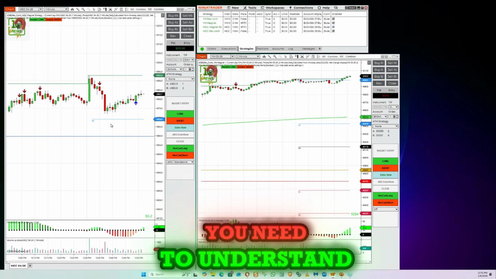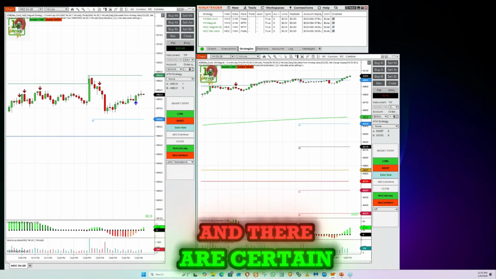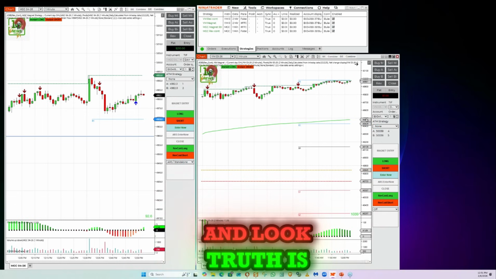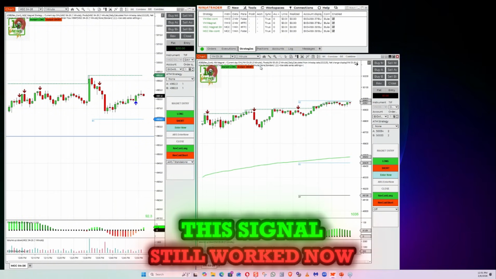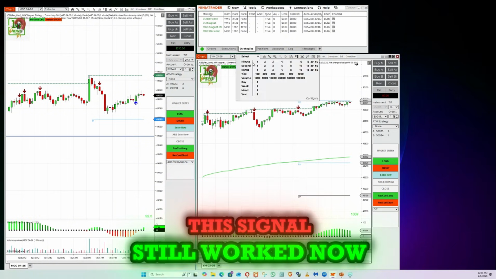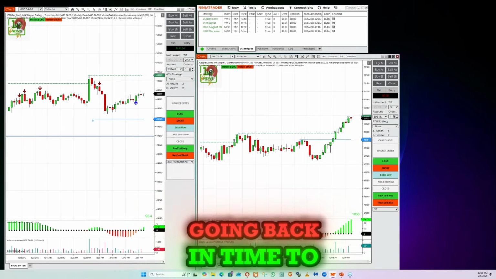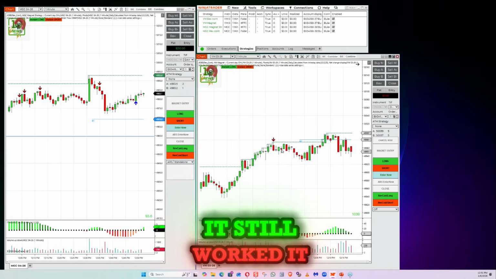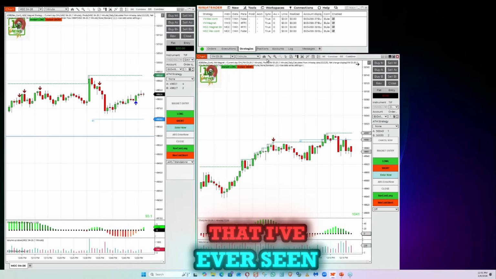You need to understand how to read trend. And there are certain signals that you learn not to take. And look, truth is, even though it wasn't a great signal, this signal still worked. Now looking at a 1-minute chart, going back in time to that signal that didn't look that great, it still worked. It wasn't the best pullback that I've ever seen.